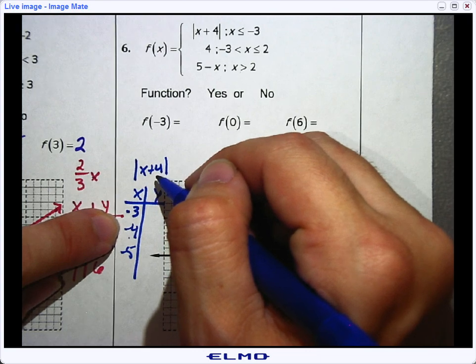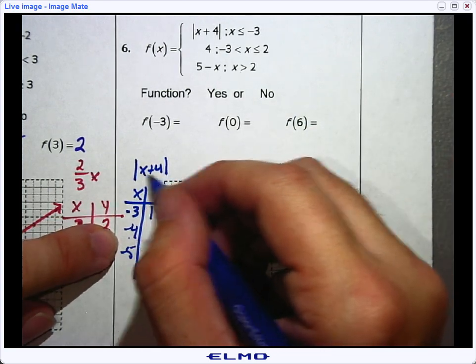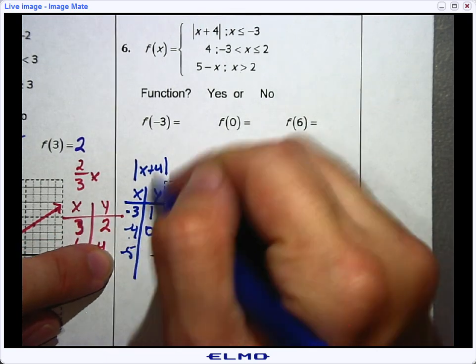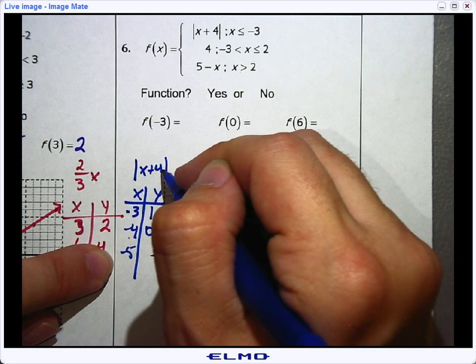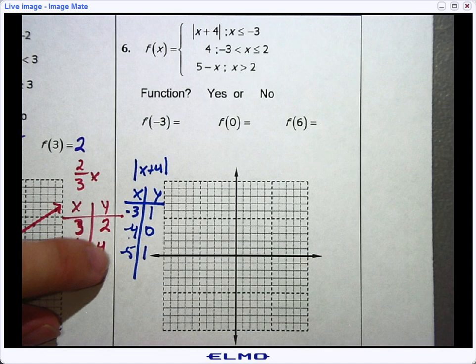-3 plus 4 is 1. The absolute value of 1 is 1. Plug in a -4. -4 plus 4 is 0. The absolute value of 0 is 0. Plug in a -5. -5 plus 4 is -1. The absolute value of -1, we're back at 1.